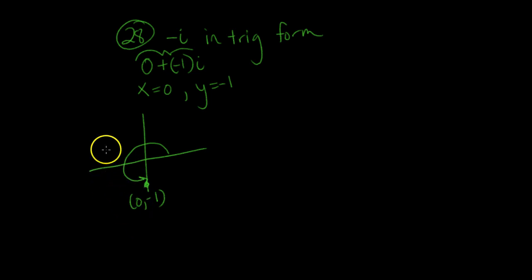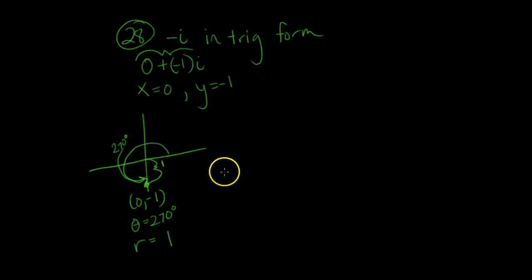So that tells me that theta is equal to 270 degrees. So I have theta, and it's pretty easy to find r because remember that's the distance from the origin, and that's 1 unit. So r is equal to 1.